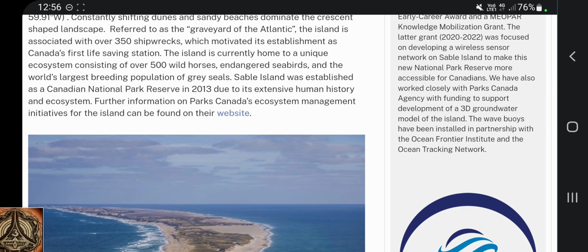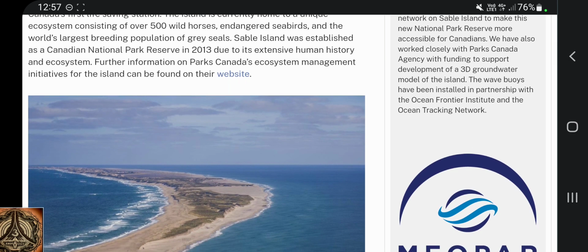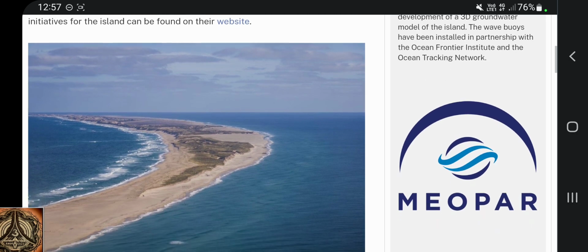Further information on Parks Canada's ecosystem management initiatives for the island can be found on their website.